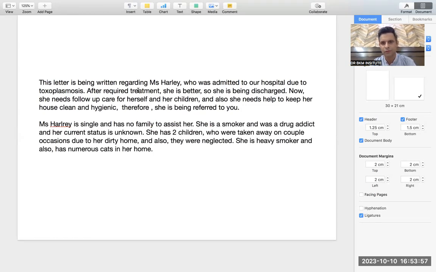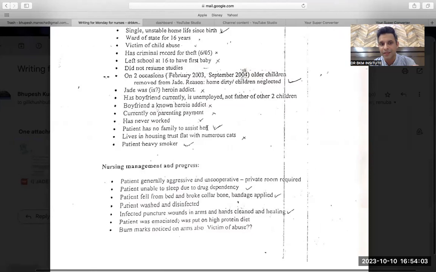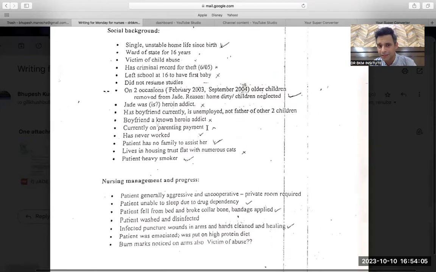She's a smoker. So that is how simple it is. Just write it the way it comes your way. Take it easy, take it nicely. And that is why I say, it is the easiest test of the world.